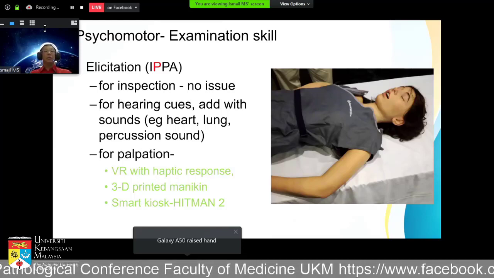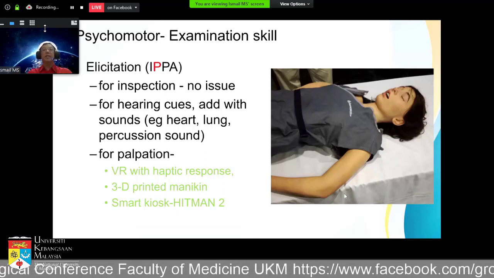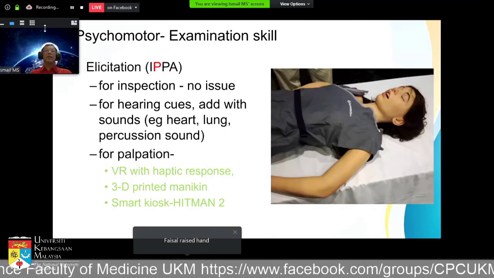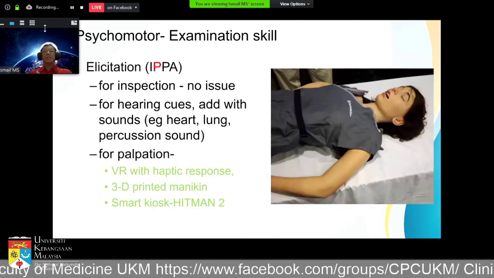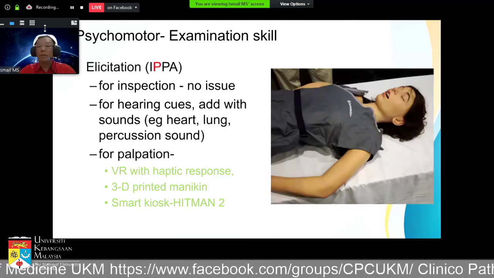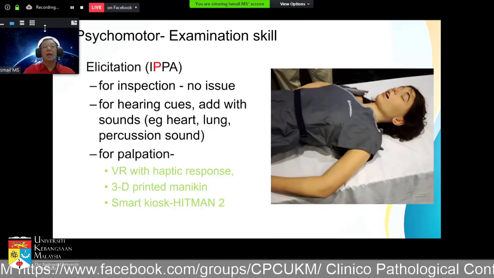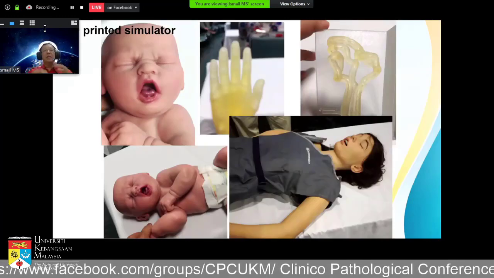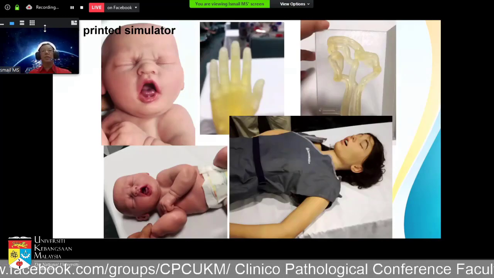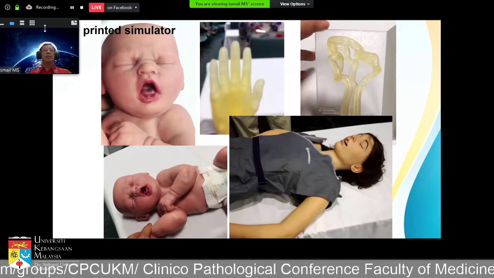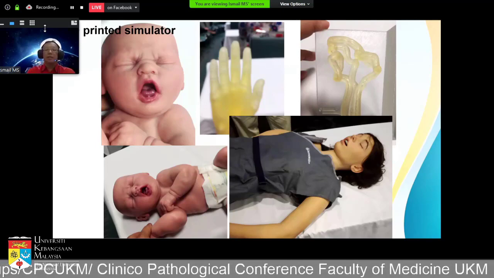You can also do a 3D printed mannequin, something like this. So you can ask the students to examine the mannequin, but they have to purchase a mannequin, so it's a bit expensive. Or we can do something like our project called the Hitman 2. Next, these are some of the 3D printed simulators which are already available, and they can print the whole person actually if you want to.